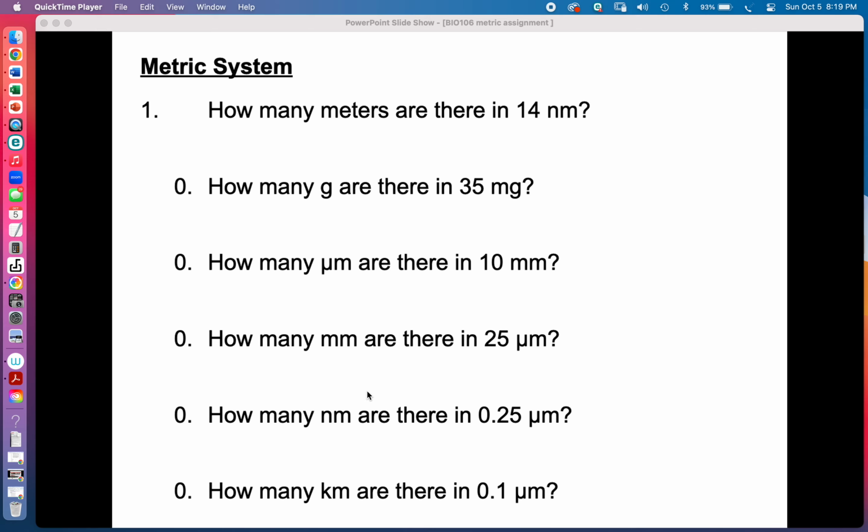Some students struggled with parts of the assignment, so I just wanted to make a video to talk through how to solve some of these problems and follow up and try to help us take another step in learning. So how many meters are there in 14 nanometers? Okay, so the question is going to be how many meters equals 14 nanometers.